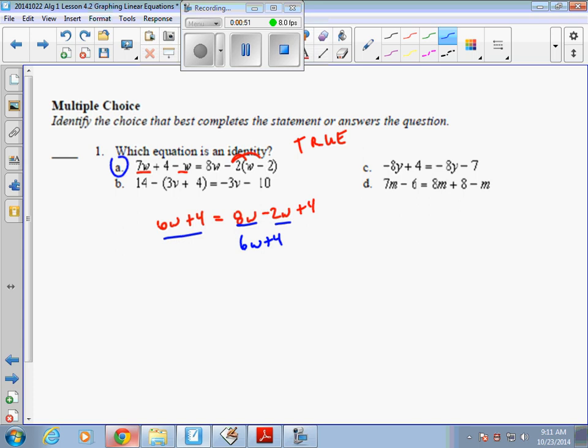For B, negative 3V minus 4 will leave you with 10, because 14 minus 4 is 10, minus 3V equals negative 3V minus 10. You've got negative 3V the same on both sides, but notice negative versus positive 10. That's why B doesn't work. Negative 8Y plus 4 is equal to negative 8Y. Those are the same, but 4 is not the same as negative 7. That's why C doesn't work. And then when you combine 8M and negative M, you get 7M, which is the same as the 7M on the other side, but 8 is not the same as 6. That's why D doesn't work. A is the correct answer for 1.